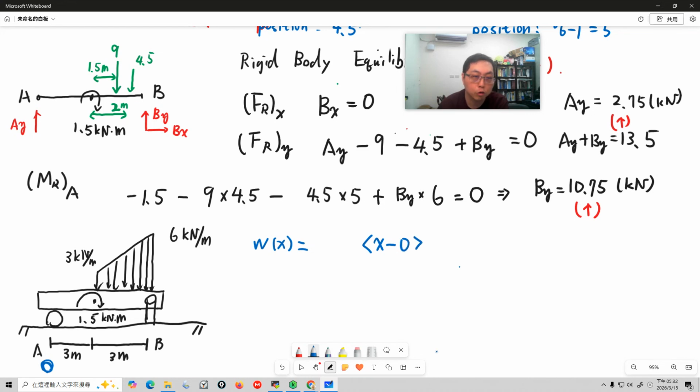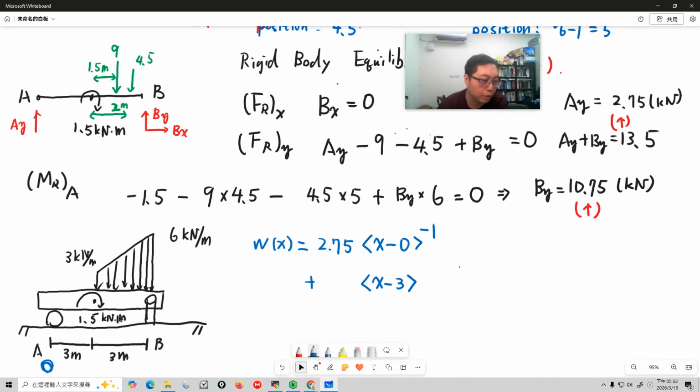For a concentrated load, what is its power? Its power is -1. Don't forget, and its magnitude is 2.75. It's positive. Okay, at position equal to 3, we have a concentrated load.